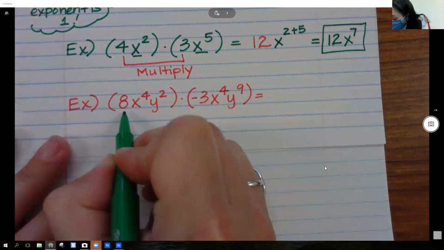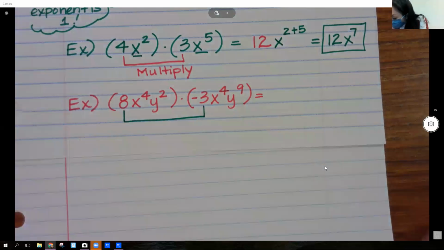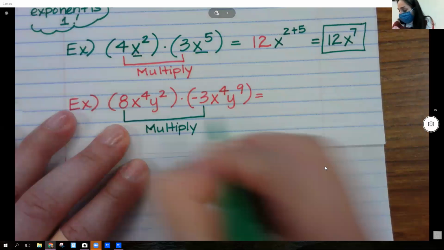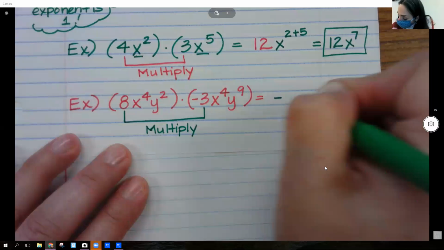All right, so you're going to multiply the numbers. Okay, always do that. I just do that first and get it out of the way, right? So 8 times -3 is -24.